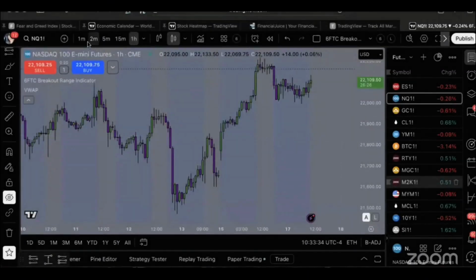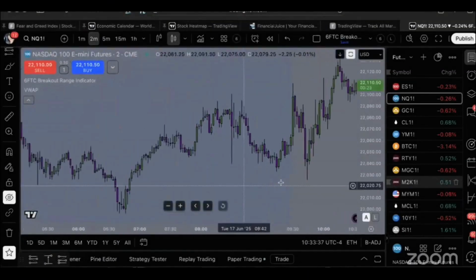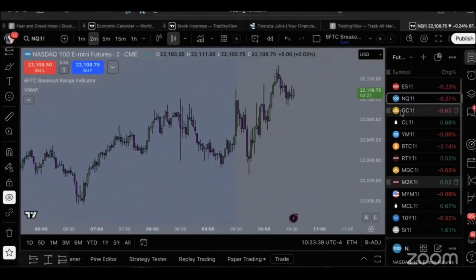Gold's going down and Q's going up. Missiles are dropping and gold's going down. Does anybody think this makes sense?